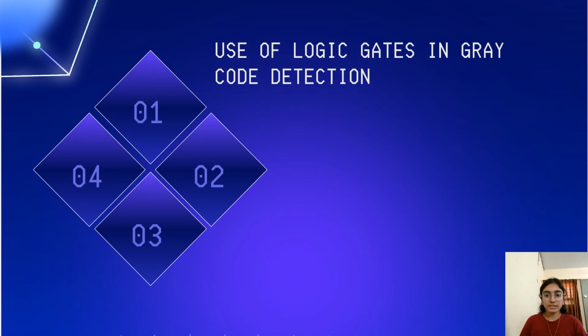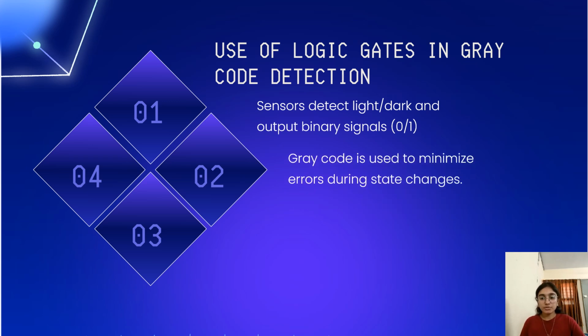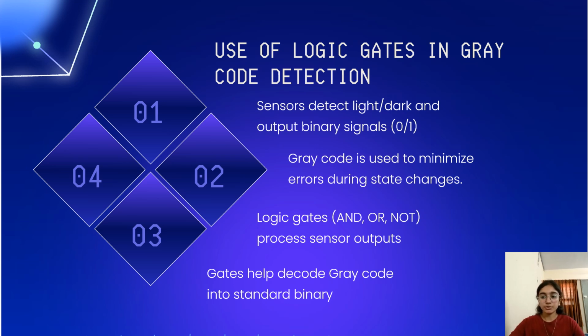Use of logic gates in Gray code detection. First, sensors detect light or dark and output binary signals 0 or 1. Gray code is used to minimize errors during state changes. Logic gates such as AND, OR, NOT process sensor outputs, and help decode Gray code into standard binary. So the sensors produce raw signals, but we need to process them to understand the position.